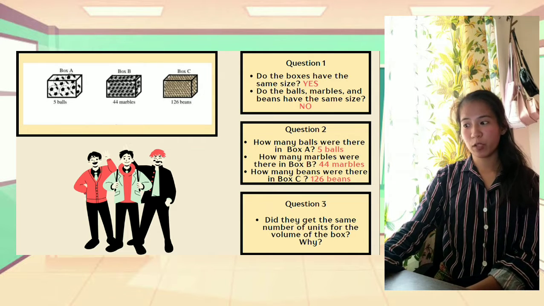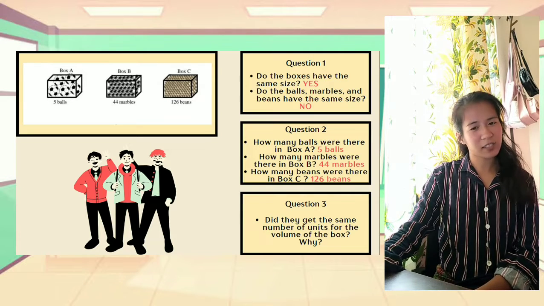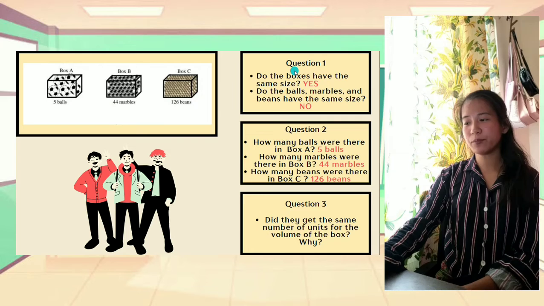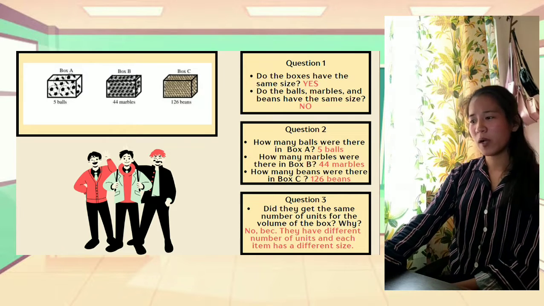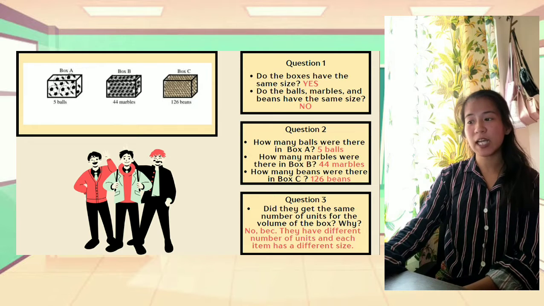Let's proceed to question number 3. Did they get the same number of units for the volume of the box? What do you think, class? The answer would be no. Why is it no? Because they have different numbers of units and each item has a different size.